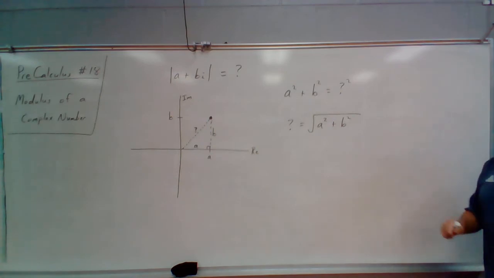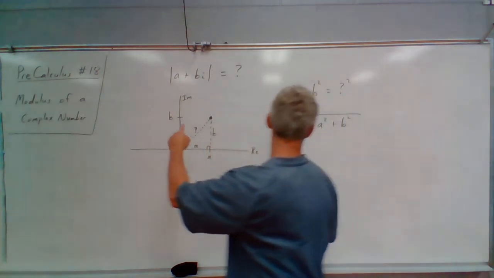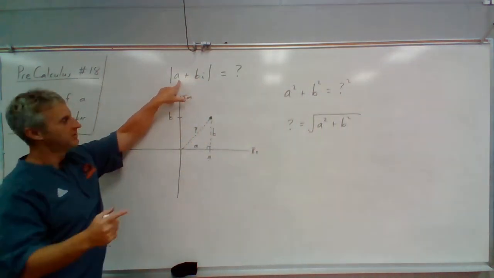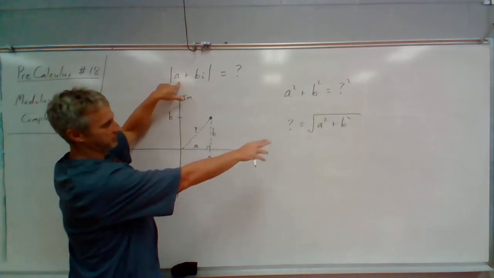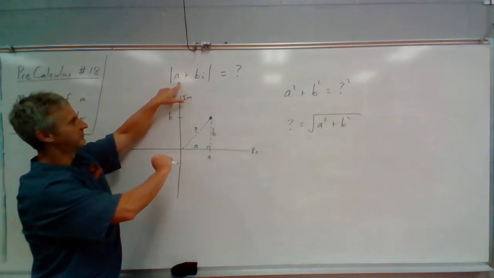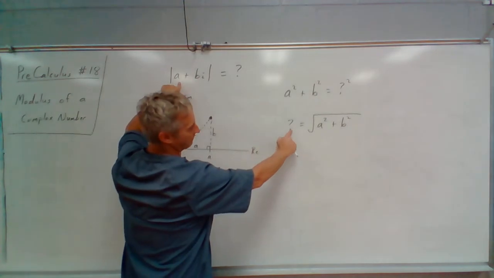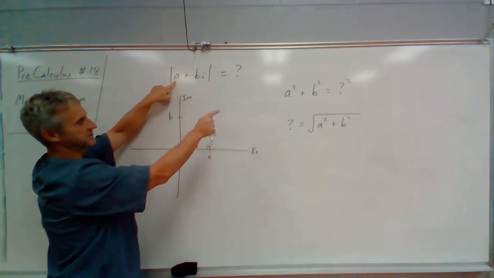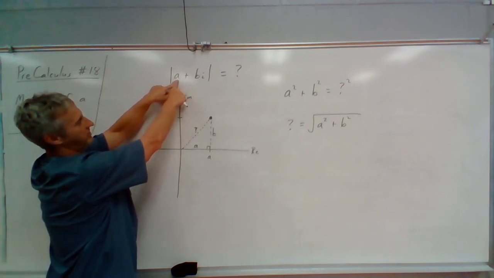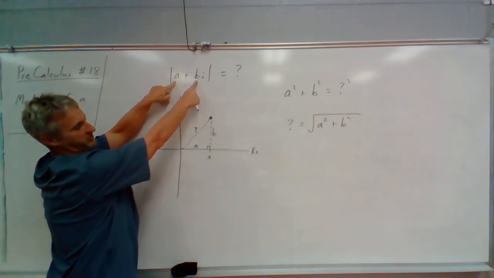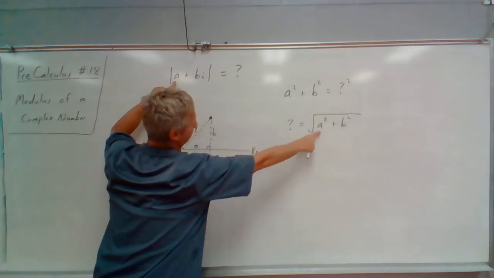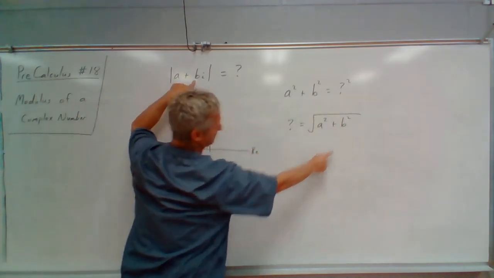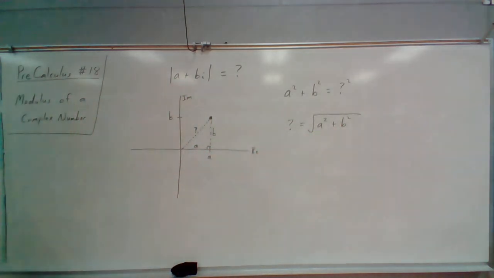And so the modulus of a plus bi, you probably recognize that as the distance formula. The modulus of a plus bi is the square root of the sum of the squares of the real part and the imaginary part. So we square the real part, we square the imaginary part, and we take the square root, and that gives us the modulus of a plus bi.